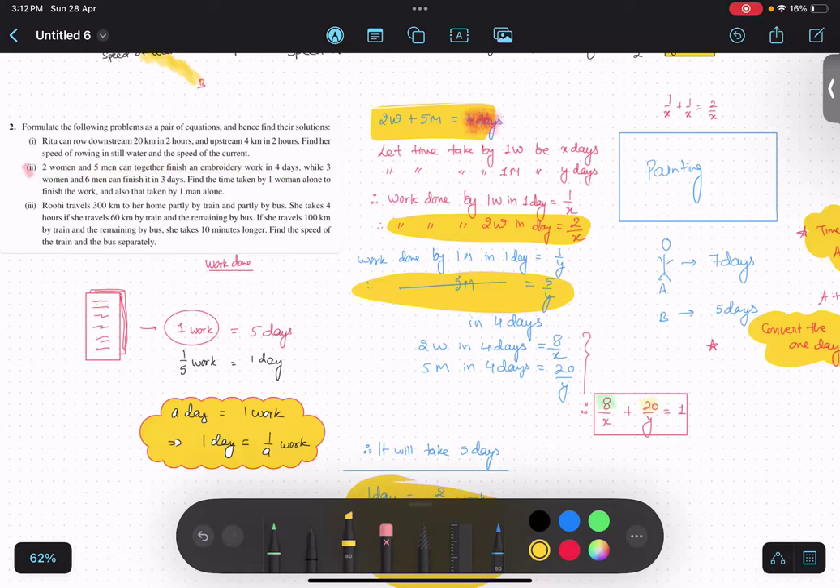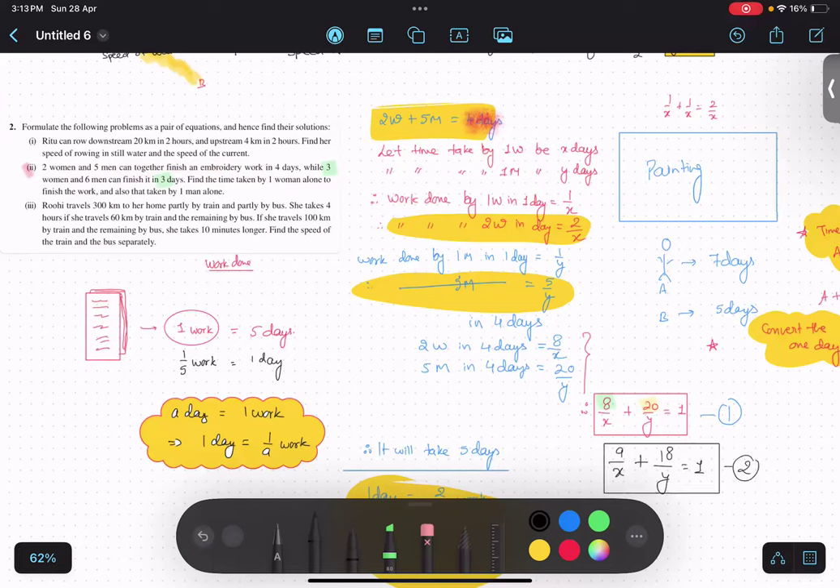So similarly for the second equation, I don't think you need to do such a long method. This becomes my first equation. For the second equation, what we will do is take three women. Yes, by 3, 9. So 9 upon x. Let me change the color. It won't be visible. 9 upon x plus, and over here 6 men were there, 6 into 3, 18 upon y equals 1. Yes, this becomes our second equation.